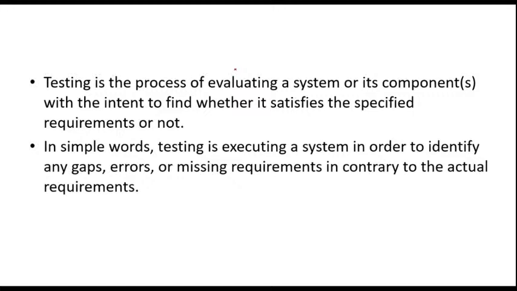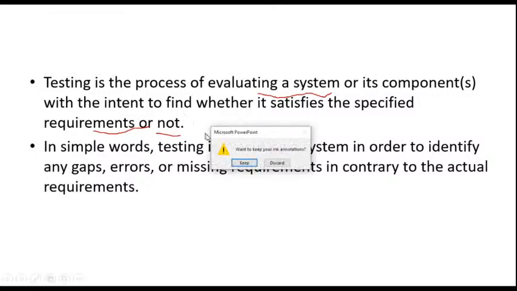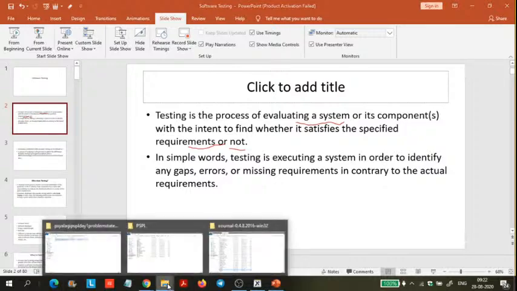Software testing is a process of evaluating a system or its component with the intent to find whether it satisfies the specified requirement or not. We are checking whether the system is working properly or not. For example, if you double click on a browser on your computer, you test whether it is working or not.